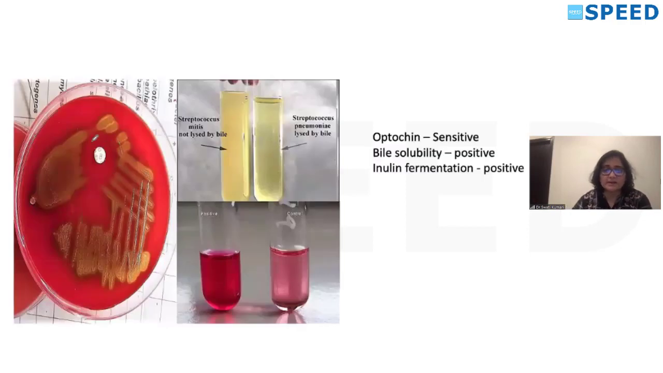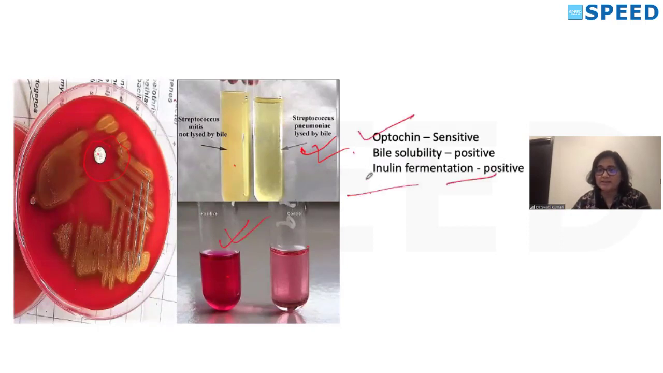So this is the optochin. When you put an optochin disc on the plate, it is sensitive. And this is the bile solubility test. Streptococcus pneumoniae will be positive. Inulin fermentation will also be positive.